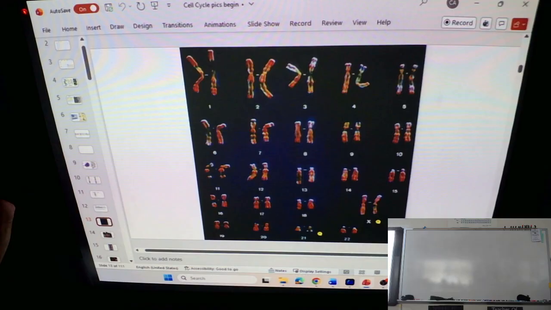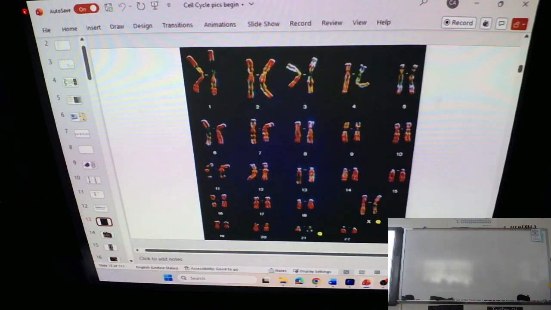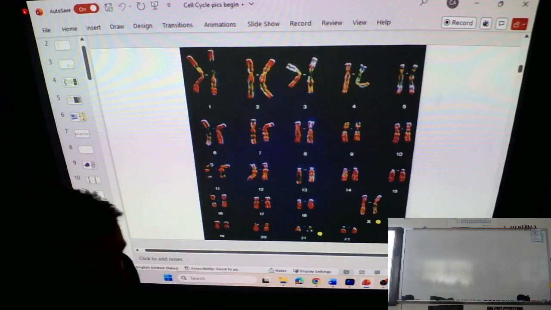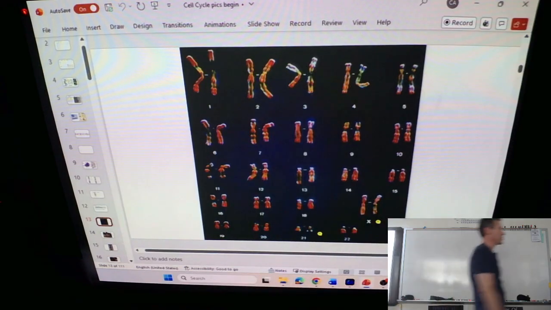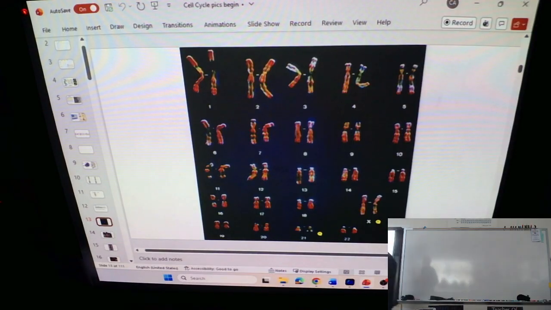So what was this picture? I'll give you a chance to talk with somebody around you. What's this thing called? A picture of my chromosomes. A photograph of my chromosomes. A microscopic photograph of my chromosomes. All right, what do you think? Somebody raise their hand and tell me what that thing is called. Just a vocab word. Yeah, a karyotype. So a karyotype is a picture of an individual's chromosomes.